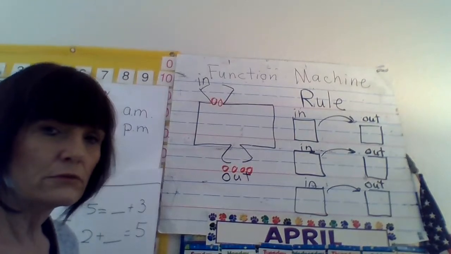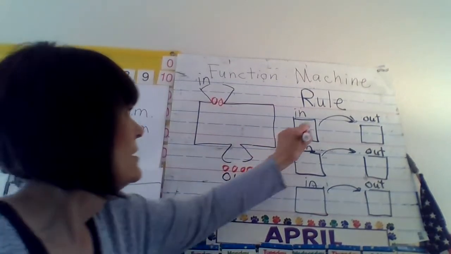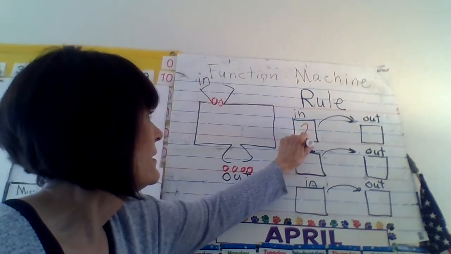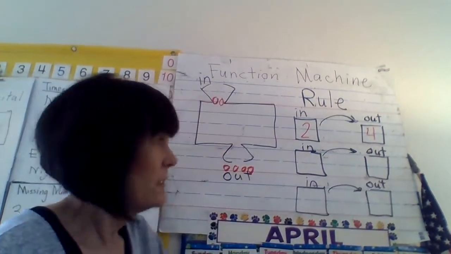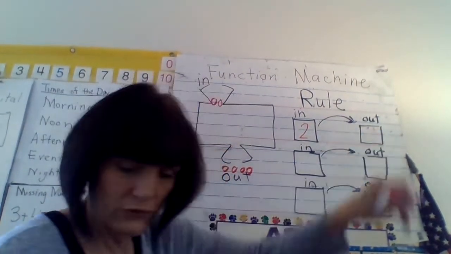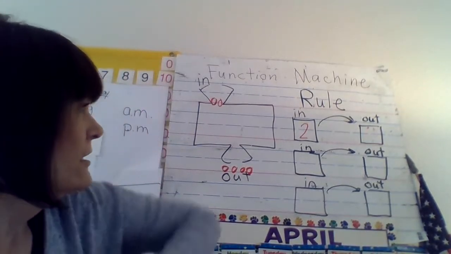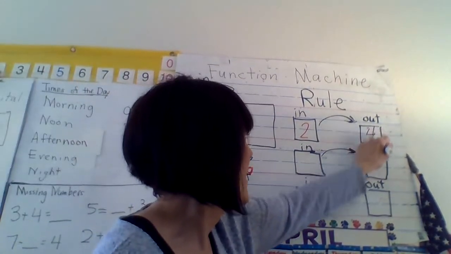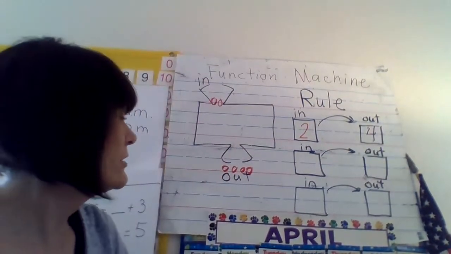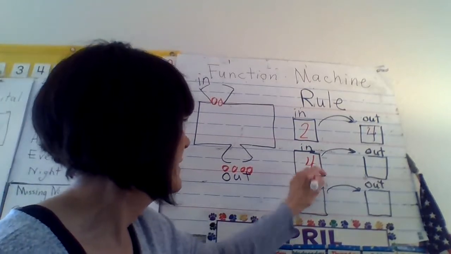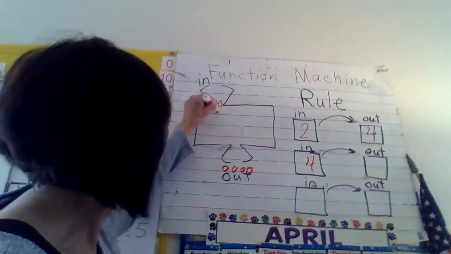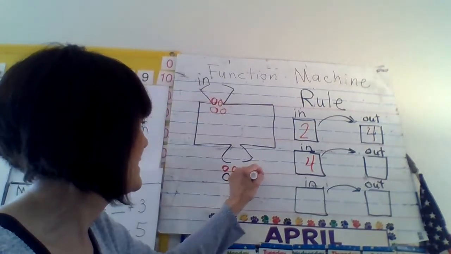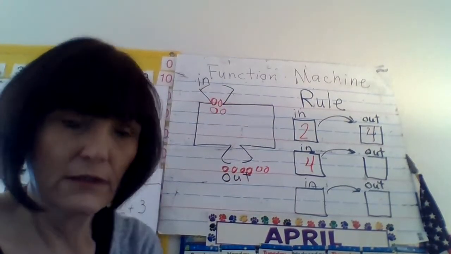Wow. I don't know what happened in there. 2 went in, 4 came out. All right, I'm going to change that to blue right there, or to black. 2 went in, 4 came out. Then I put 4 in, and how many came out? 4 went in, and 6 came out.